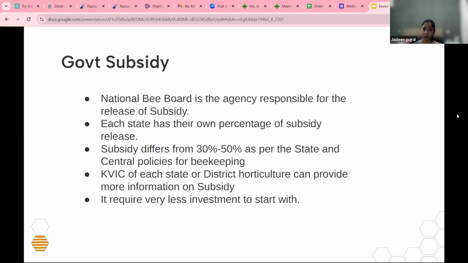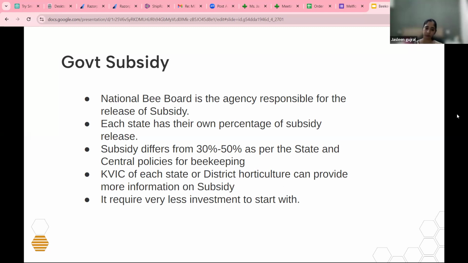So for this subsidy, the National Bee Board is responsible, and they have all the policies regarding what percentage each state should be getting. Each state has its own percentage of subsidy. For example, in my state, it's 30 to 35%, and in other states it might be 45%, 50%. So it totally depends on the policies of the states and the central government as per beekeeping.